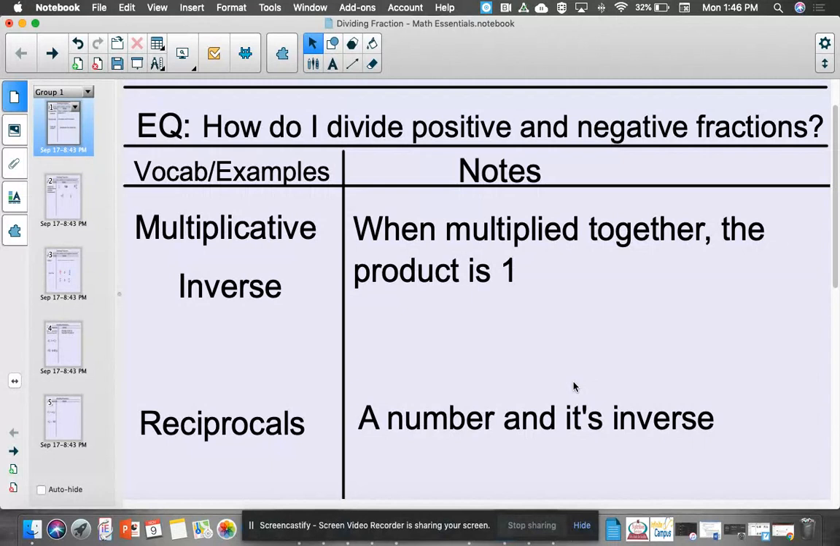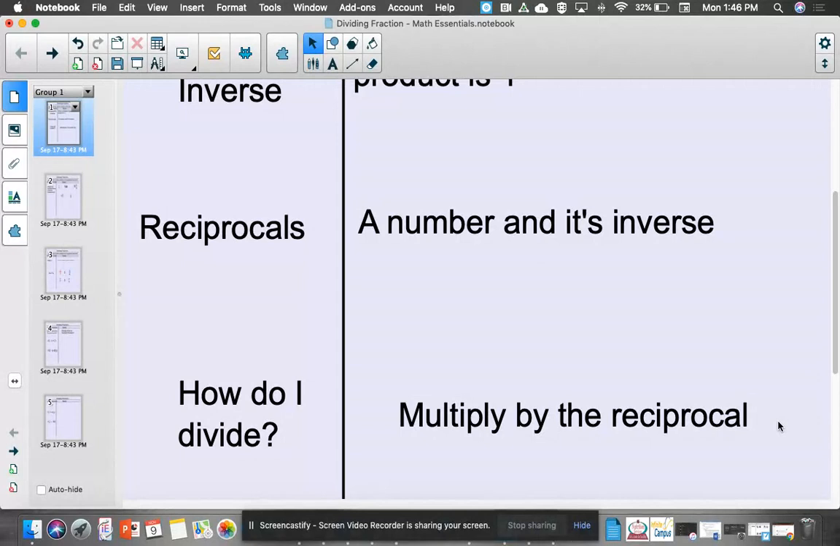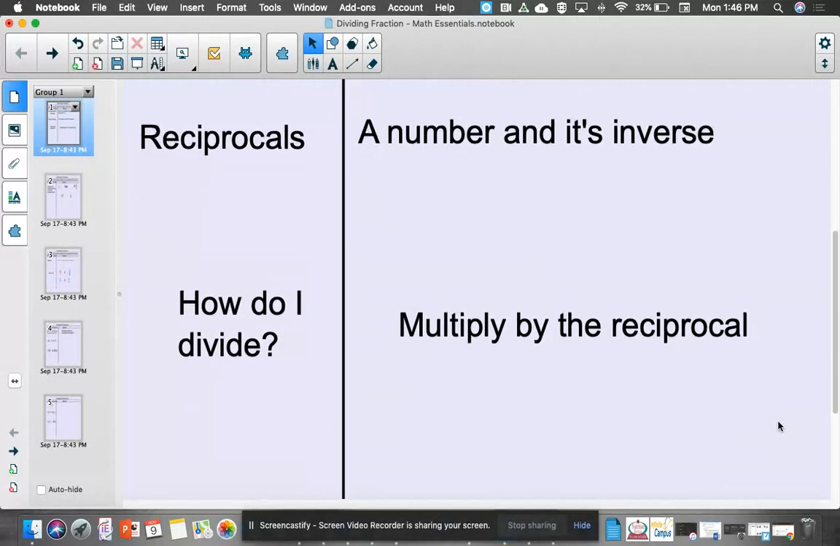So first we need to know our vocab. The first is the multiplicative inverse. This is when multiplied together the product is 1. And then we also have to understand what reciprocals are. It's a number and its inverse. Lastly, how do I divide? All you have to do is multiply by the reciprocal of the number.